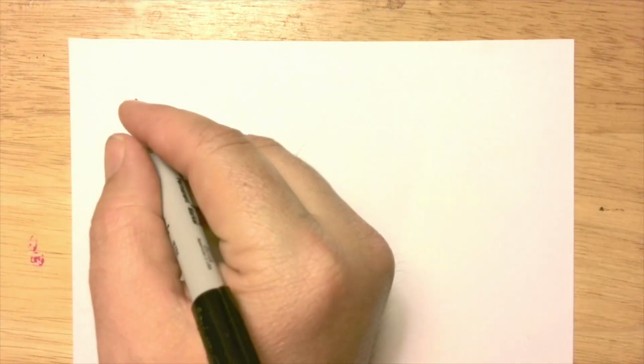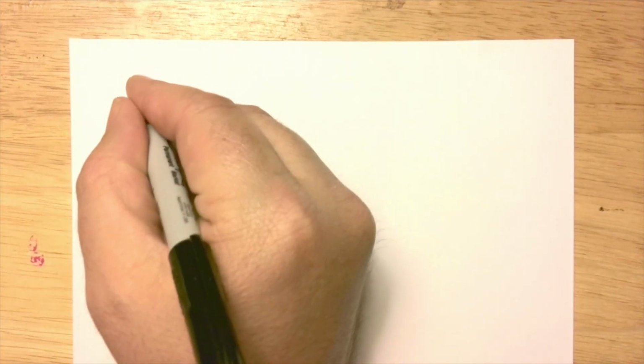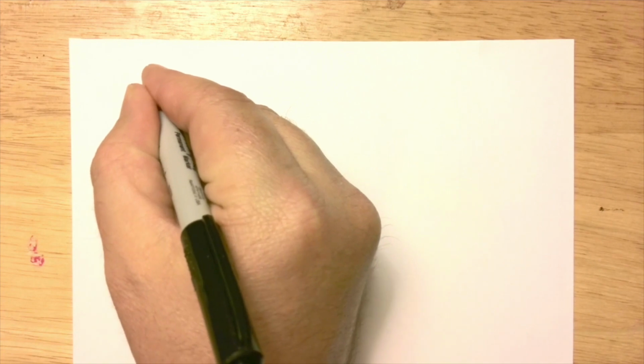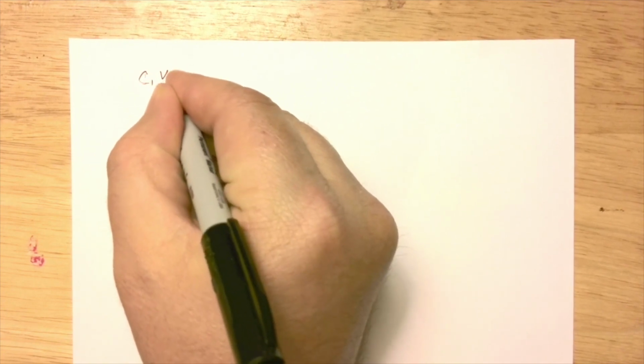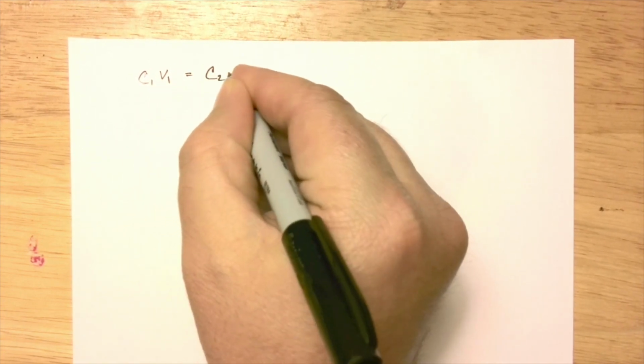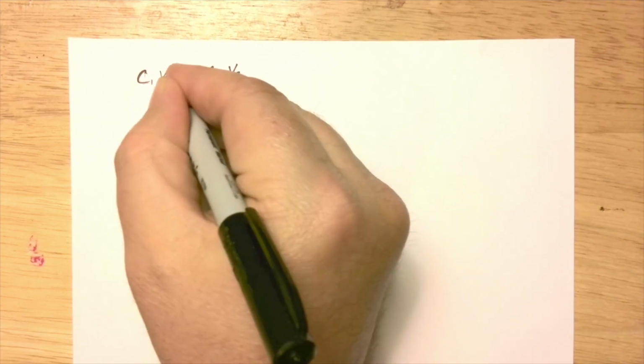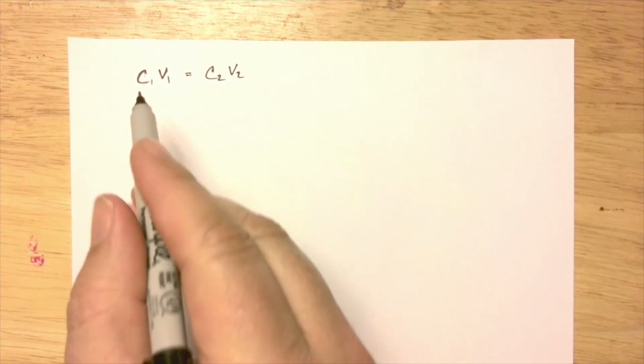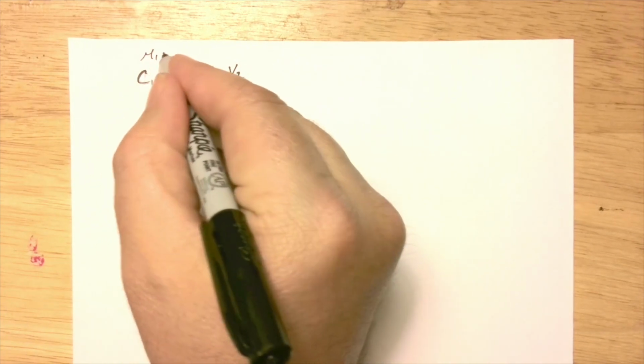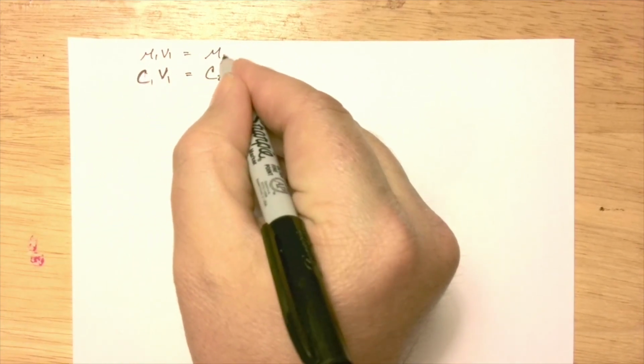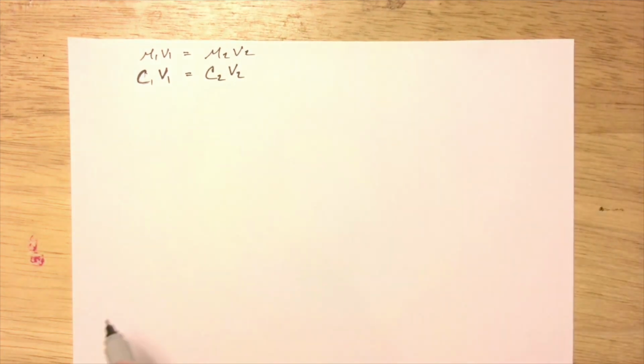So before we get started with the first problem, let me do something a little bit more visual, and hopefully this will help strengthen your understanding of what's going on. All right, so let's start off with the equation. The equation here is C1 V1 is equal to C2 V2. Or sometimes in some textbooks you might even see M1 V1 is equal to M2 V2. It's the same thing here.